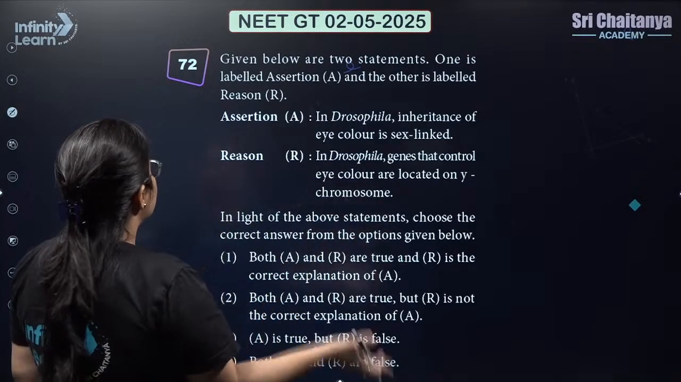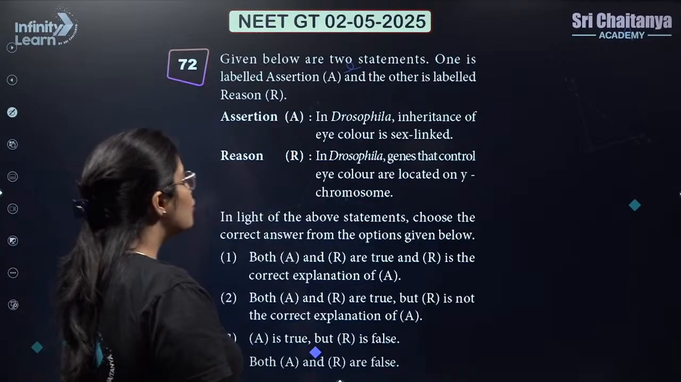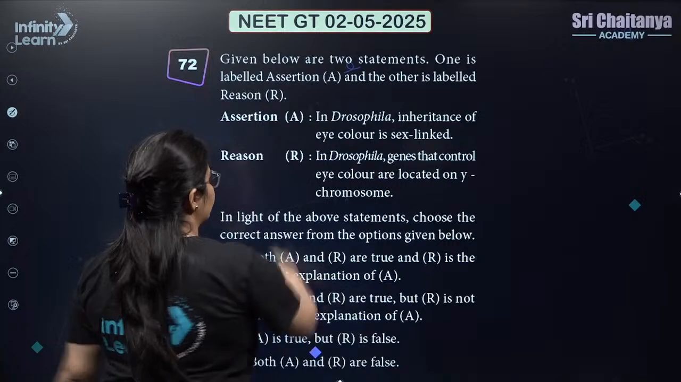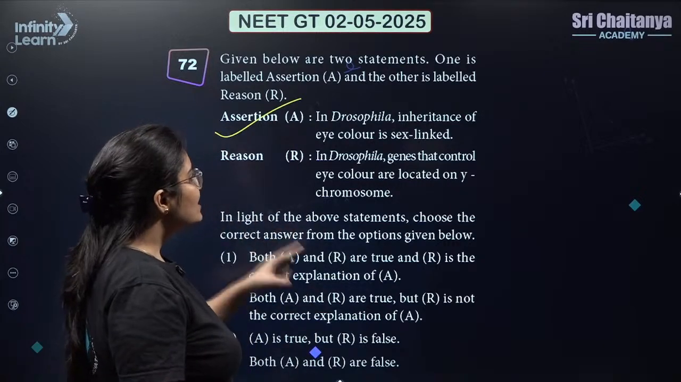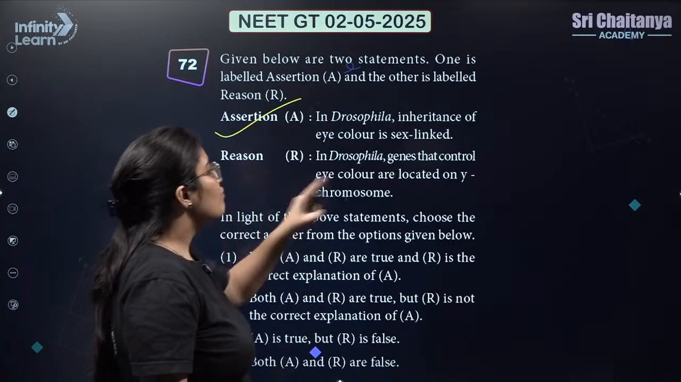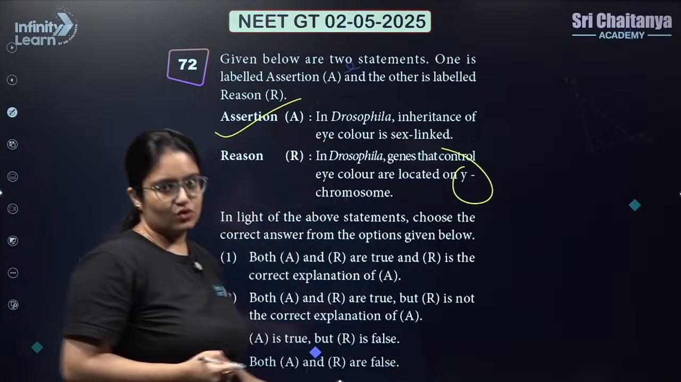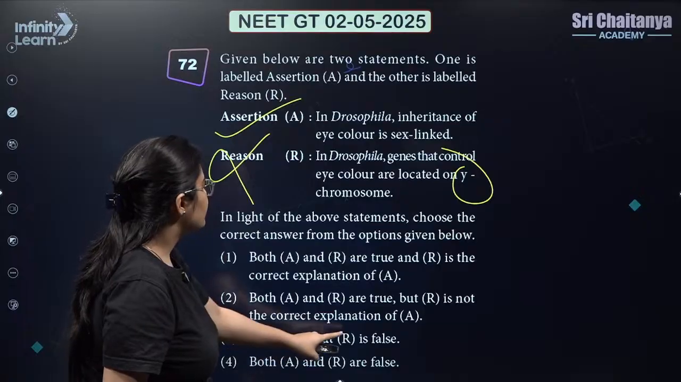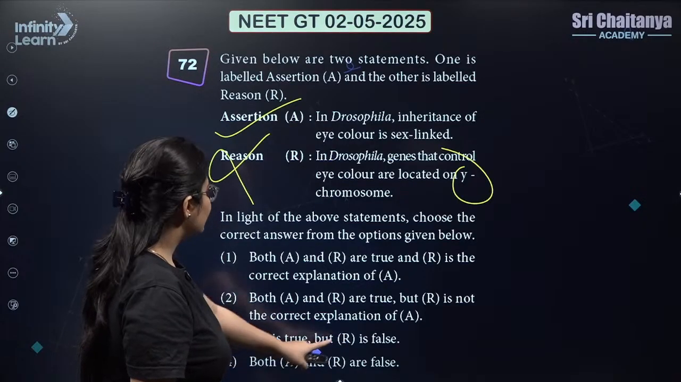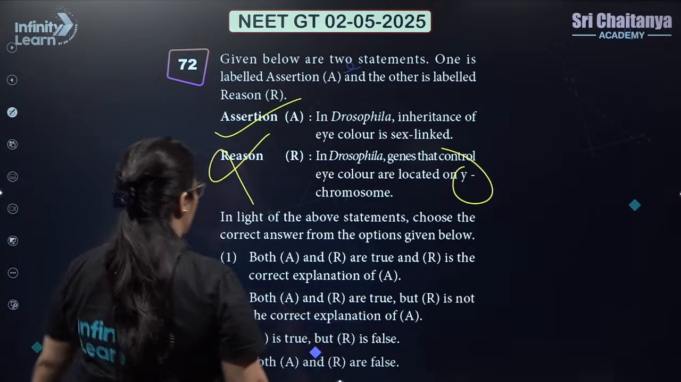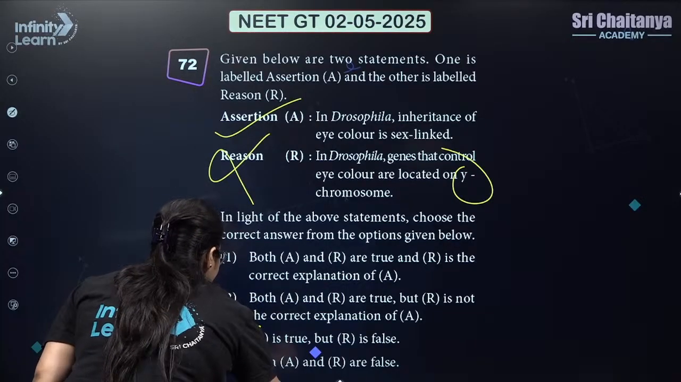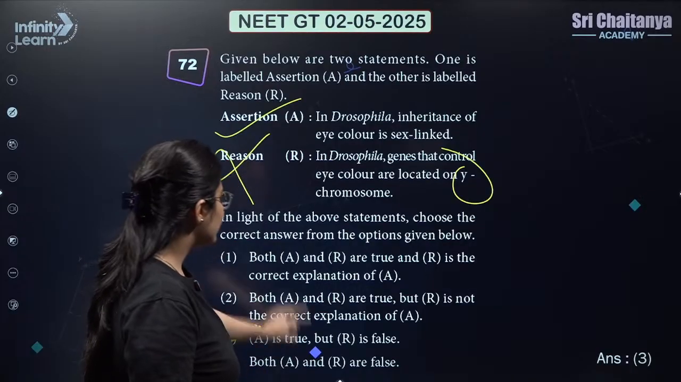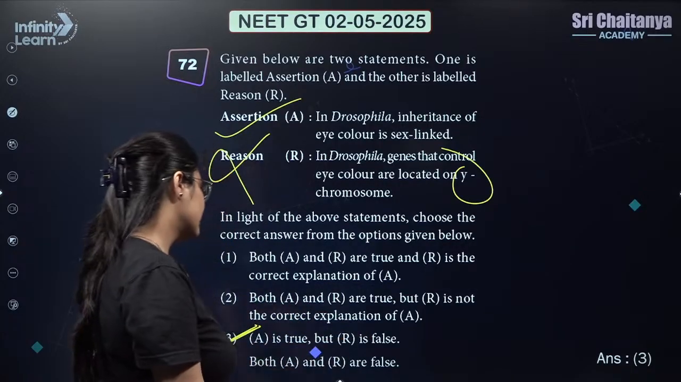Given below are two statements, assertion and reason. In Drosophila, the inheritance of eye color is sex-linked. That's right. In Drosophila, genes that control eye color are located on the Y chromosome. No, they are on the X chromosome. So this is wrong. So statement A is true, but the reason statement is false. So the correct answer is 3, guys, because assertion is true but reason is false. A true, R false. Answer is 3.